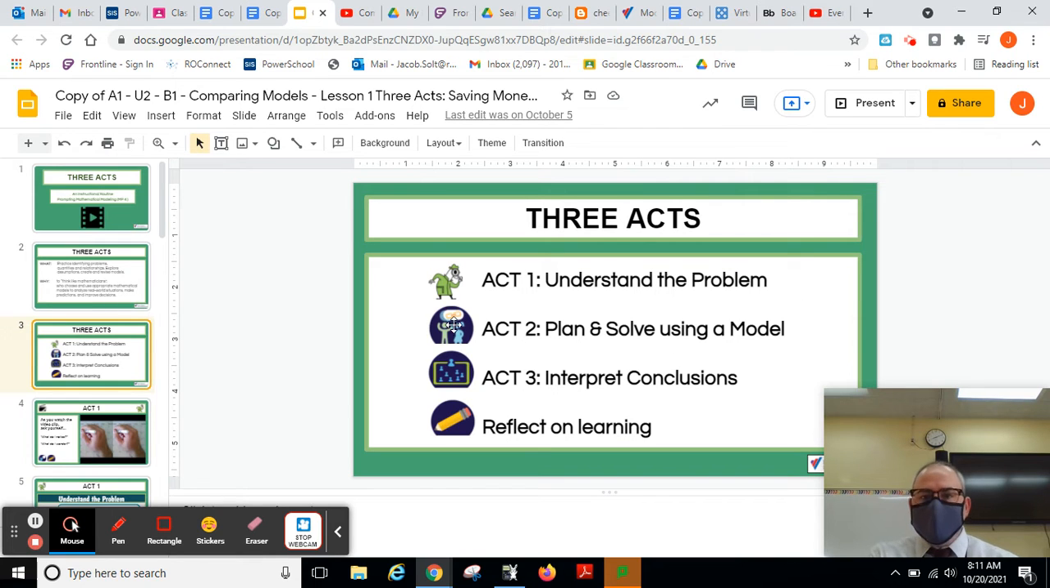And then we need to plan and solve using a model. We need to think about the quantities and relationships involved in the situation. And then we're going to use those relationships, those quantities, those function families we've identified to model the situation and interpret our conclusions. So we're going to try to understand the problem. We're going to try to plan and solve using a model. We're going to pick a model to use to solve this. And then we're going to interpret the conclusions, the results we get from our solution. And of course, we reflect on our learning because we're in that developing stage of learning this.